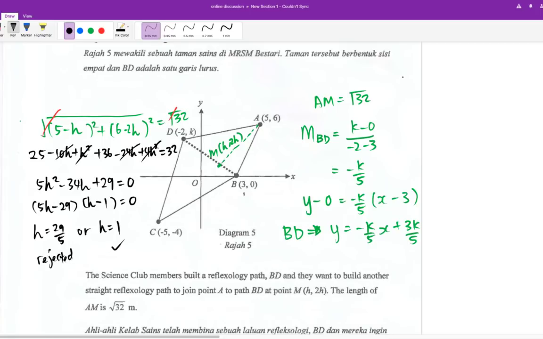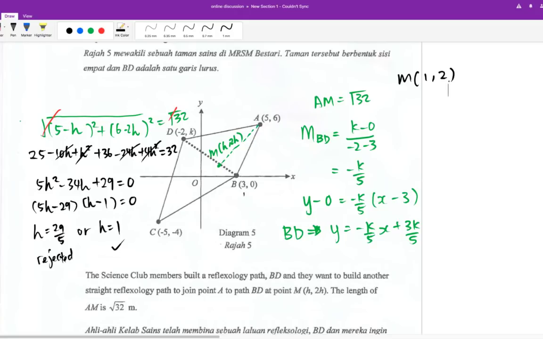So if I know the answer, my coordinate M is h and 2h, right? So which is 1 and 2. That's all. Okay, so then I can get the k easily if I have the coordinate, isn't it? So is there any faster way for me to find the k?